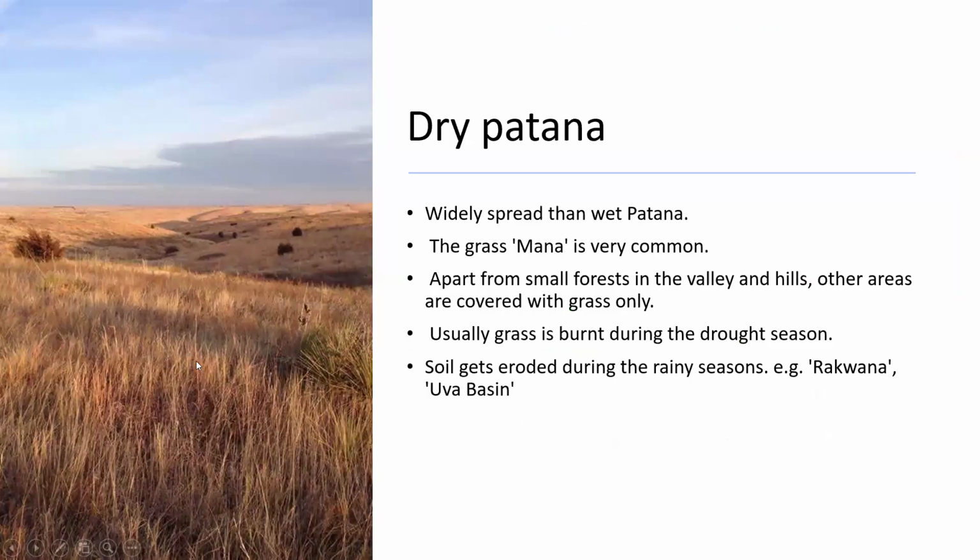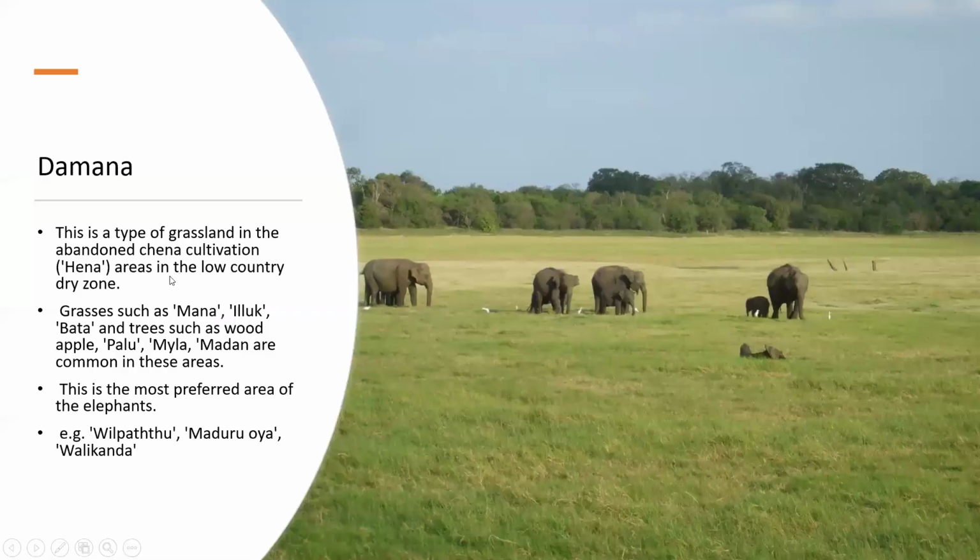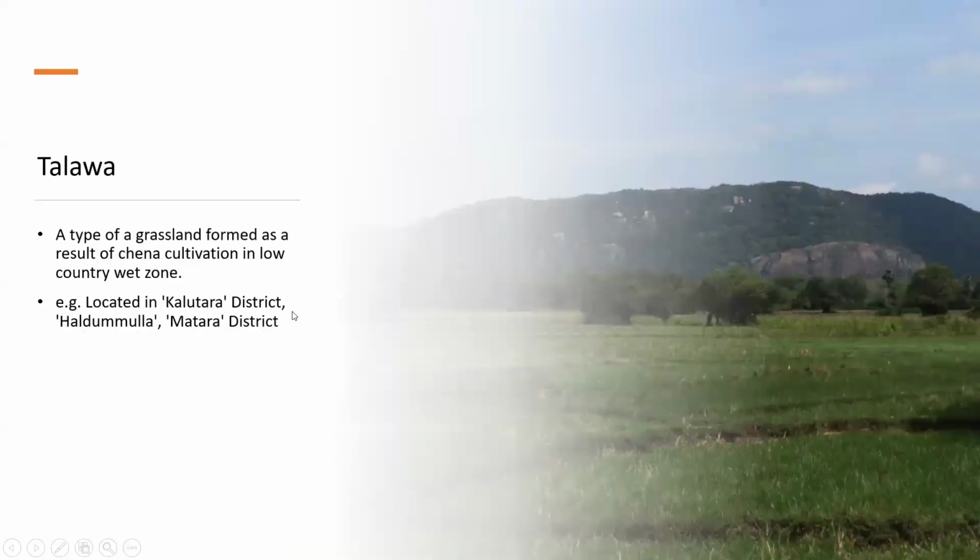And dry Patana, this kind of environment. The man is a very common plant. Rakwana and Uva Basin are the examples. And Damana, low country dry zone. Vilpattu, Madruya, Valikanda are examples where we can find Damana grasslands in our country. And Talav is located in the low country wet zone. Kalutara, Haldumulla, Matara district are the examples.